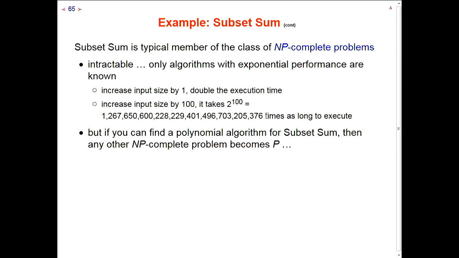On the other hand, if you are able to find a polynomial algorithm for subset sum, then any other NP-complete problem becomes P. And that would mean that by solving just this problem with a polynomial algorithm, you would instantly become famous because you would have solved the P equals NP problem.